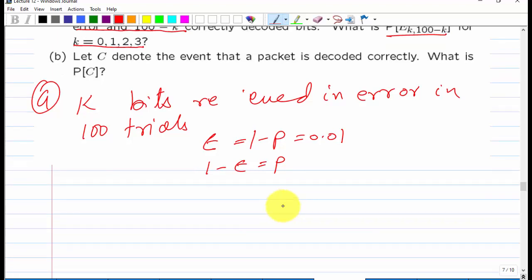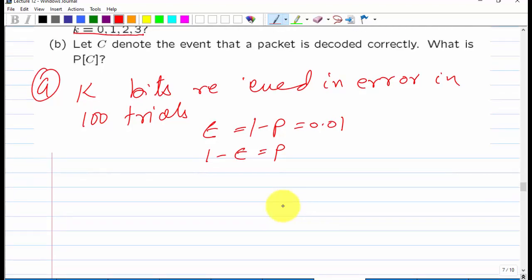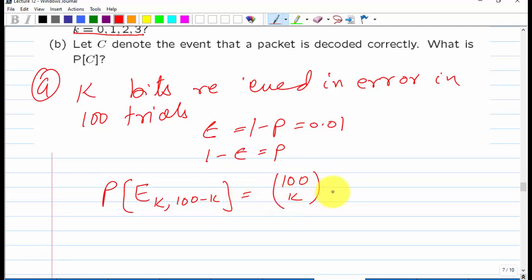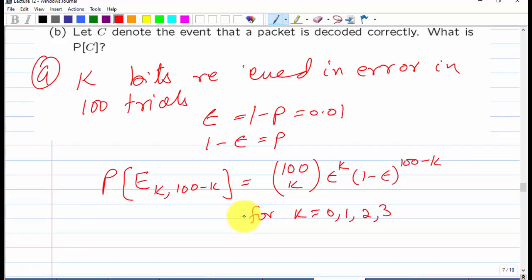So that's the probability. We can write it as E_k,100-k, which is equal to 100 choose k, epsilon to the power k, times 1 minus epsilon to the power 100 minus k. So for k equal to 0, meaning no error, 1 bit error, 2 bit error, and we have to go up to 3 bits error. So we need to find the probability of each of these.